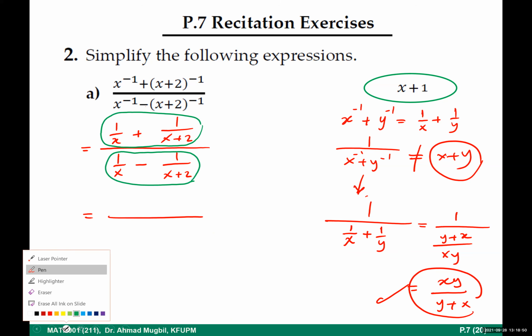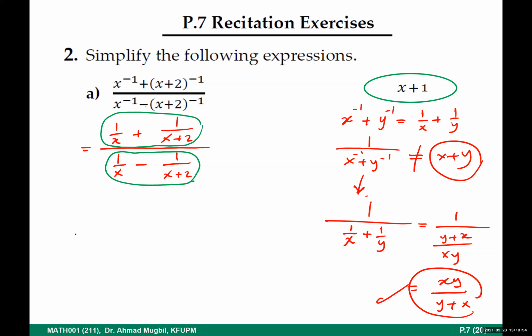Now we will write it as, let me go a little bit down. The LCD here is x multiplied by x plus 2. And here we will have x plus 2 plus x. Is that right? I just multiply 1 by this and this by this. Similarly, in the denominator, we will have x times x plus 2, and here we will have x plus 2 minus 1 times x, which is x.